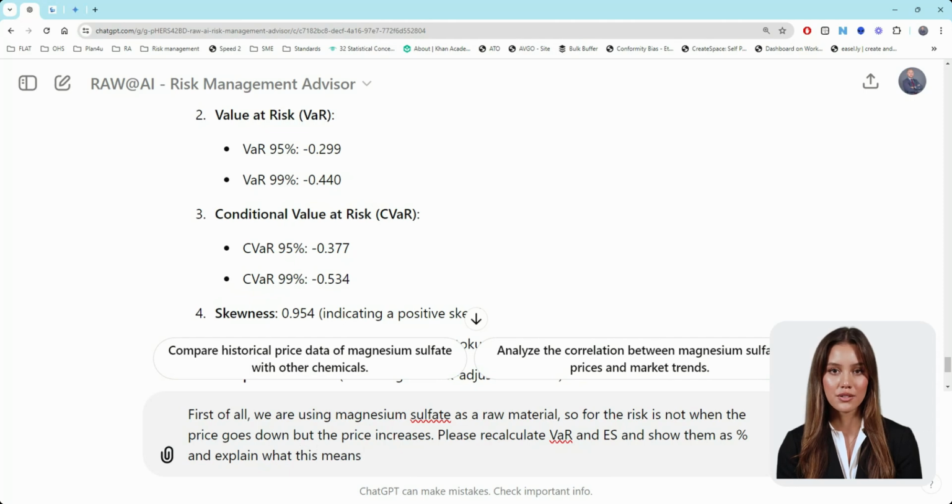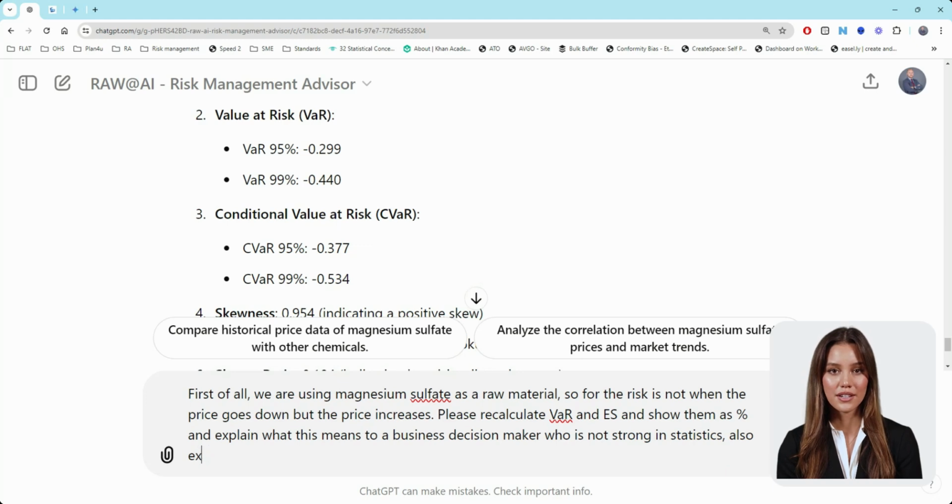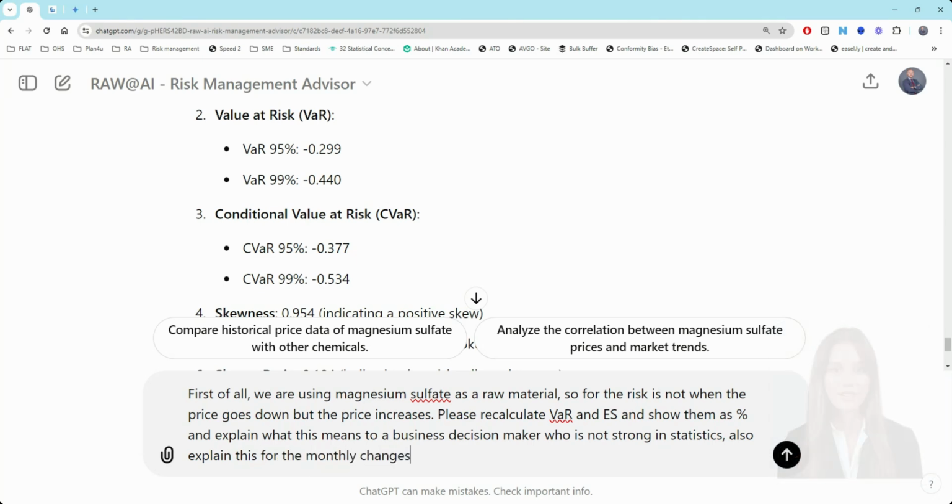I got a bit distracted with explanations. Let's continue with our request. Please recalculate VAR and ES and show the results as percentages. Explain what this means to a business decision maker who isn't strong in statistics. Also, explain this for both monthly and annual changes.